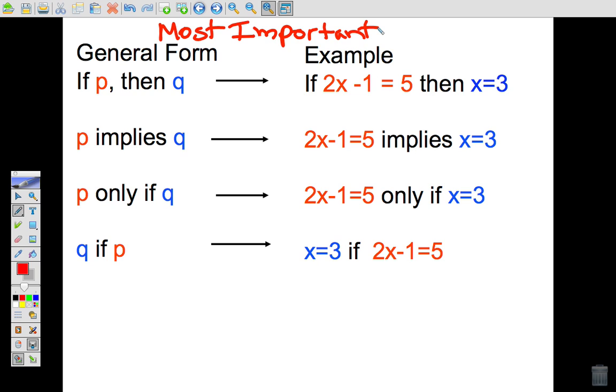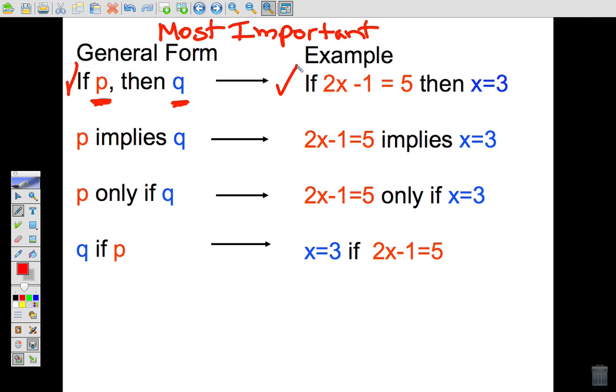In general form, our typical form of a conditional is like this. So if P, then Q. Now notice as I go through this, the red part is my hypothesis, or in other words, the part that follows the if. The blue part is always the conclusion, the part that follows the word then. So, let's write a conditional in if-then form.